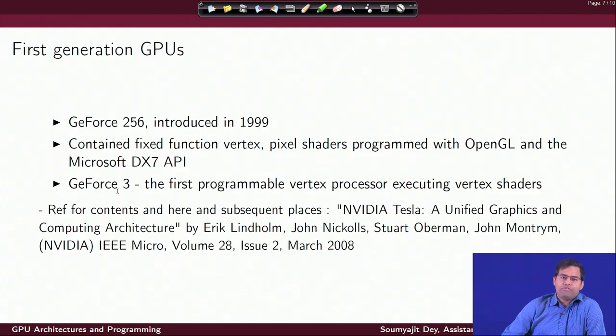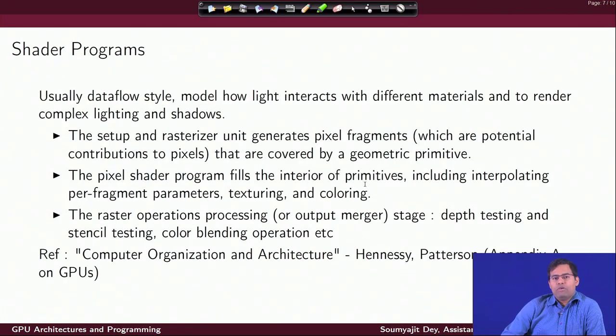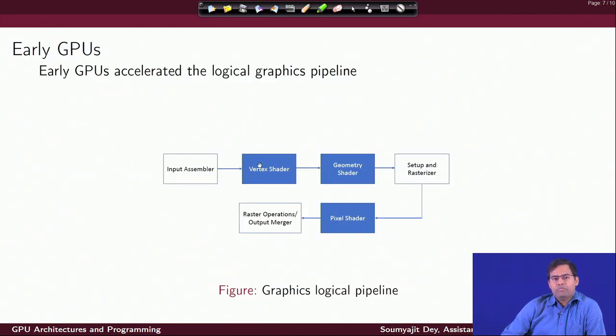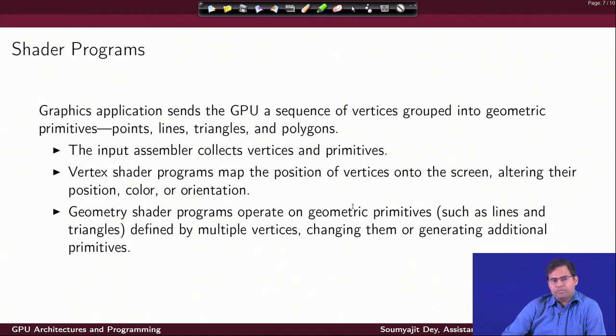Then came GeForce 3, and this was the first programmable vertex processor which was executing vertex shaders. What happened with them was these blocks of the graphics pipeline, the blocks highlighted in blue, that is the vertex shader, the geometry shader and pixel shader, instead of being fixed function blocks on the hardware, they became programmable blocks. That means the GPU will be having this general purpose programming interface through which it can run the vertex shader, also the geometry shader programs, also these pixel shader programs.